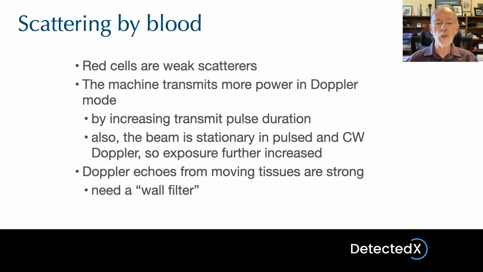This is done by something called a wall filter. Luckily, the tissue motion is significantly slower than the motion of the blood, and so the machine can simply filter out low Doppler shift values. So basically the machine is going to remove low Doppler shift frequencies from the Doppler signal, and then we will get the signal that is predominantly from moving blood.